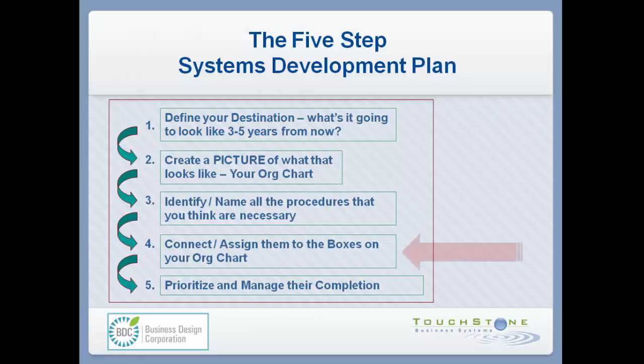In step number 4, you're going to link the processes that you've named to specific positions on your organizational chart. And in doing so, you're creating clear and measurable job descriptions for every position in your company. And you're creating complete functional accountability. You've defined all of the tasks that need to be accomplished. You've defined all of the positions that need to be filled in the company. And you've assigned all of those tasks to specific positions. So you're now confident that everything that needs to be done has been assigned to a position who will do it.